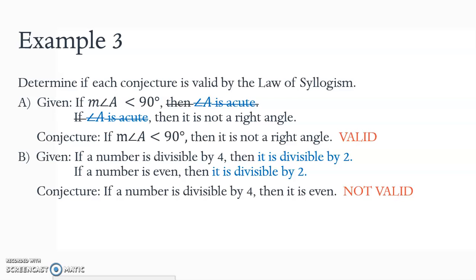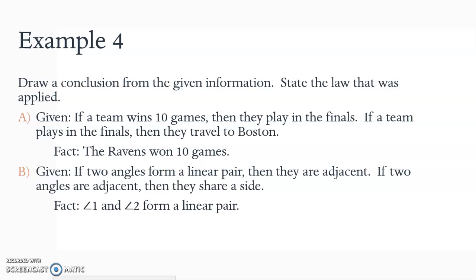So we have one last example where we have to draw a conclusion using our laws. In part A, we're given, if a team wins 10 games, then they play in the finals. If a team plays in the finals, then they travel to Boston. They tell us that the Ravens won 10 games, and we have to draw a conclusion. Now, notice they give us two conditional statements, and the ending of one is repeated at the beginning of another. So this is an application of the law of syllogism. They told us that the Ravens won 10 games, so the Ravens are traveling to Boston.